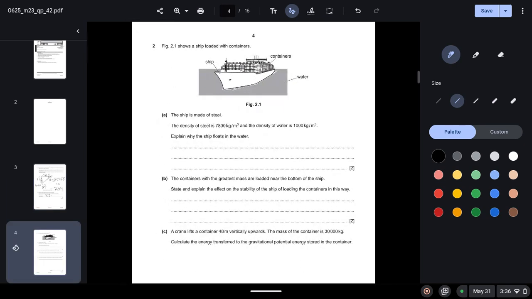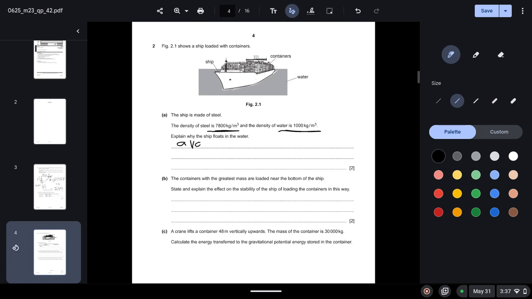Question 2. Figure 2.1 shows a ship loaded with containers. The ship is made of steel. The density of steel is 7800 kg per meter cube and the density of water is 1000 kg per meter cube. Explain why the ship floats in the water. Although the density of steel is greater than the density of water, the ship still floats. Why is that so? Because the average density of the ship is less than the water.